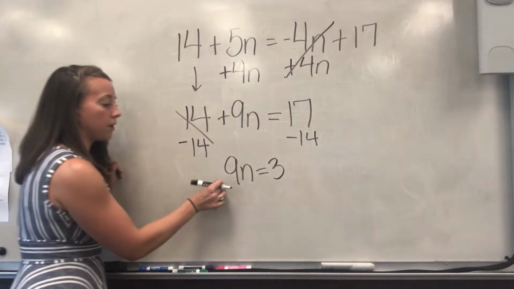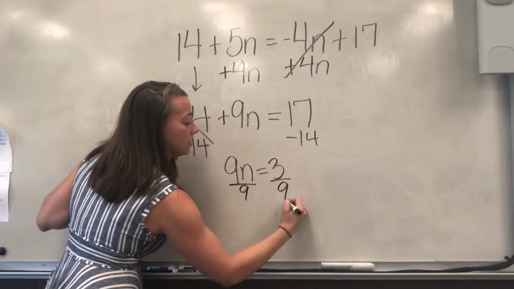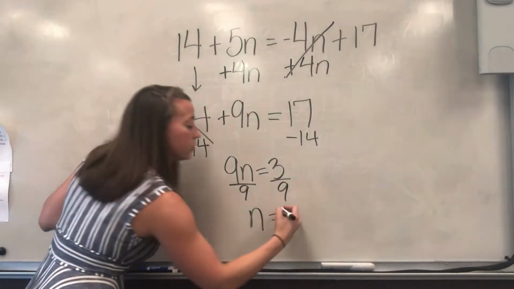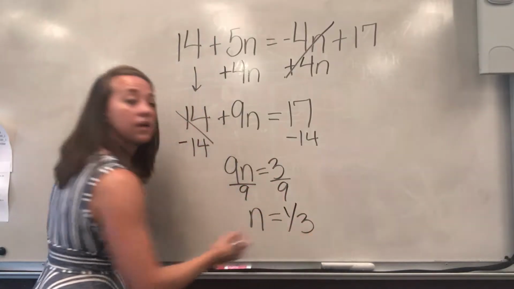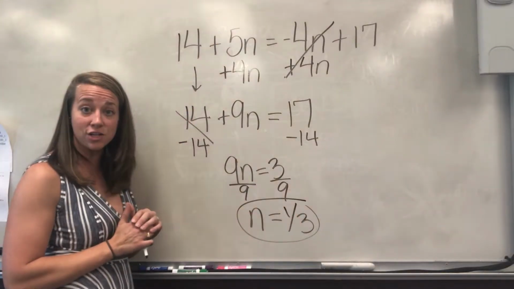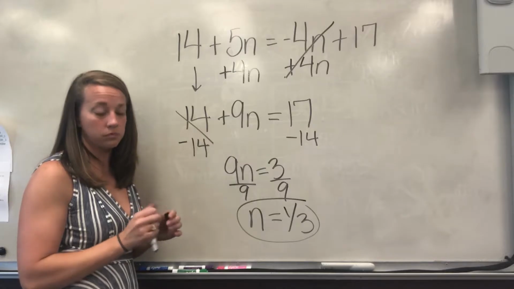From here, we're going to separate our 9 times n by dividing out the 9. And we get that n equals 3 over 9, which reduces to 1/3. And it is perfectly fine that you are left with a fraction as your answer. Just always make sure you reduce that fraction.